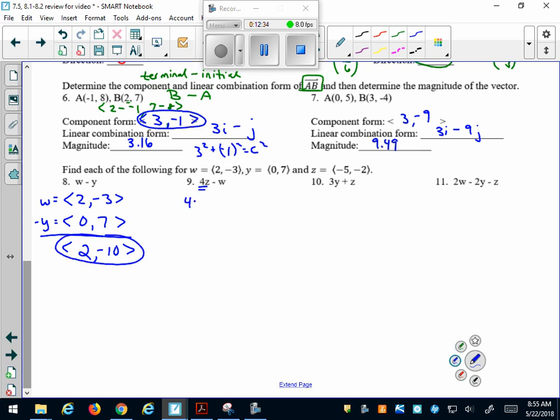All right, when we do it for Z, we have to make sure we multiply everything in Z by 4. It's going to be negative 20, negative 8, and then minus W. And the W is 2, negative 3. So when we subtract these, we get negative 22, comma, negative 5.